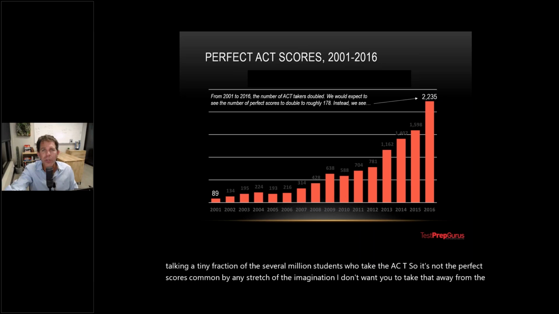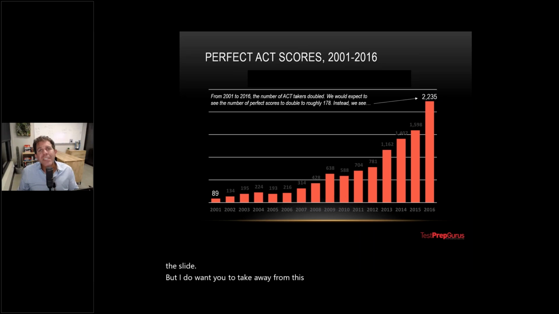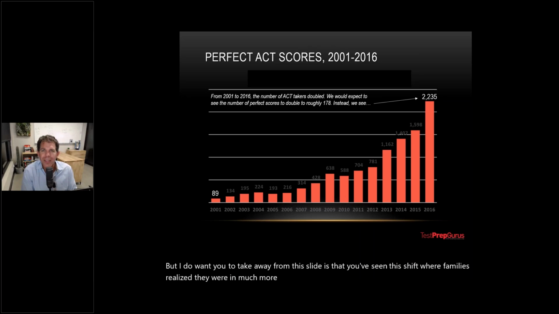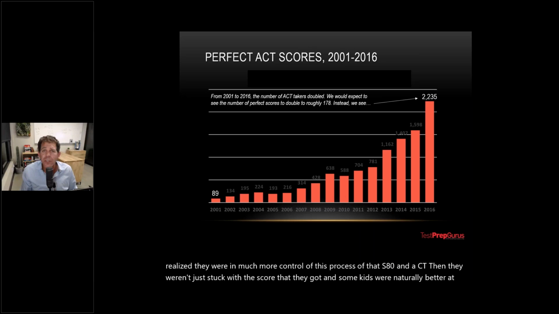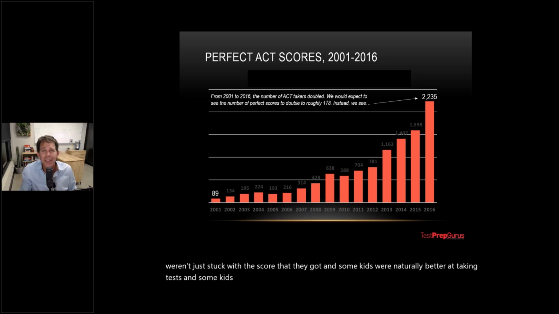What I do want you to take away from the slide is that we've seen this shift where families realized they were in much more control of this process of the SAT and ACT. They weren't just stuck with the score that they got, and some kids were naturally better at taking tests and some kids weren't, and it felt like an unfair process for those students that were just naturally better at taking an SAT or an ACT. And what we have now, and college admissions officers recognize this, is a much more healthy environment where they see those tests as rewarding hard work.